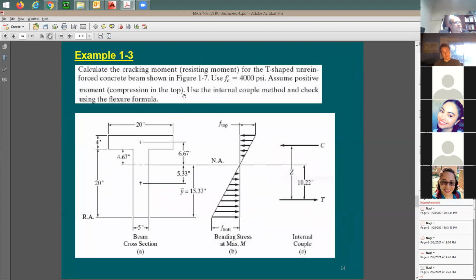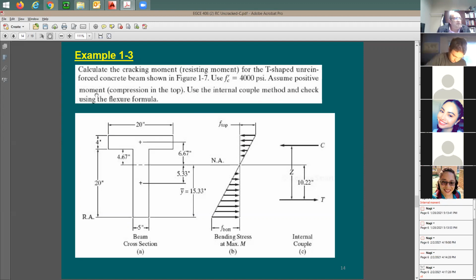So it says here, calculate the cracking moment, which means at which moment this beam is going to crack. For this T-shaped unreinforced concrete beam, there is no reinforcement, so don't worry about the reinforcement. We're just trying to find out the cracking moment. Concrete strength is 4,000. Did it say lightweight concrete? Anything about lightweight or normal weight? No. Therefore, it is normal weight. No one mentioned anything, so it's going to be normal weight concrete.